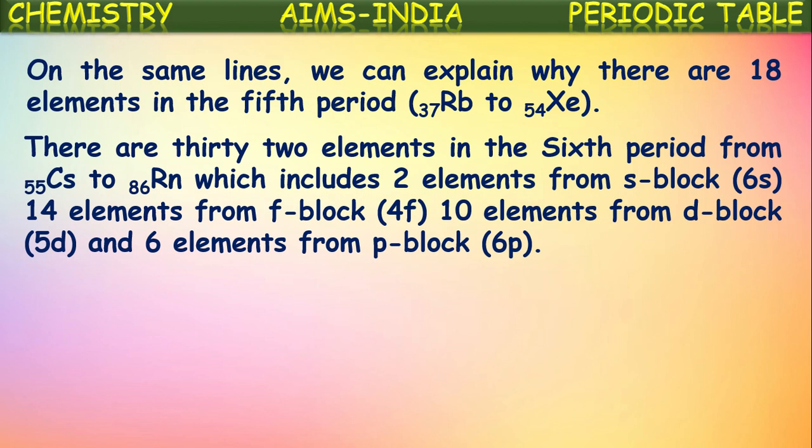But we know, to make it convenient in writing, these F block elements are written separately down at the bottom of the periodic table. 14 elements. So now the periodic table consists of 16 elements only in the sixth period. But actually these 14 elements which are written down in the first horizontal row also come under sixth period elements only. Totally 32.